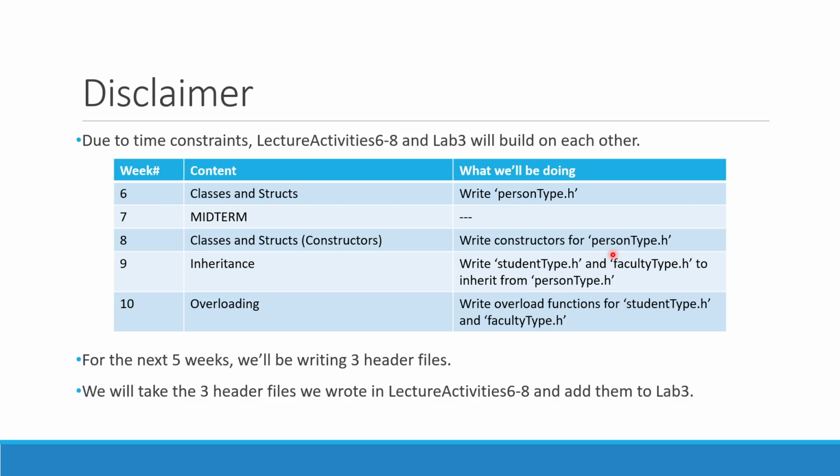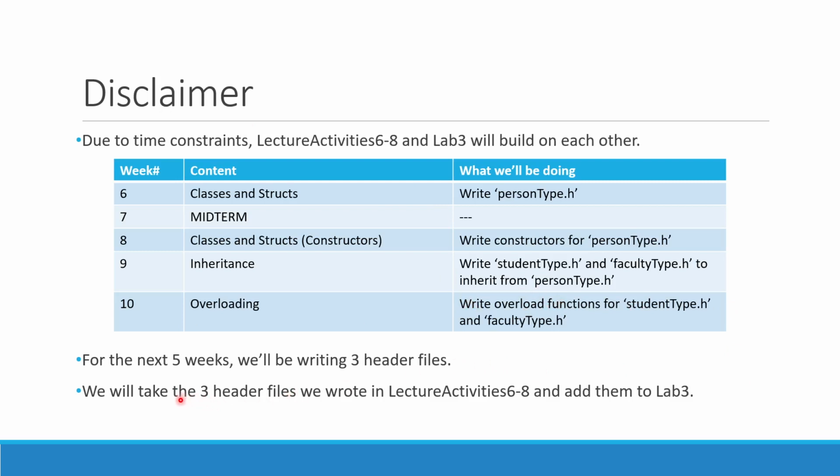Anyways, we are on week 9 right now, and we are going to do inheritance, and this is what we'll be doing today. We're going to write 2 new classes called studentType.h and FacultyType.h that inherit from PersonType.h. And then the week after that, we're going to talk about operator overloading, which is also a feature of classes, where we're going to write overload functions for studentType.h and FacultyType.h, okay?